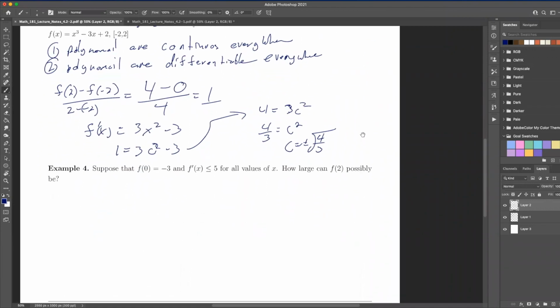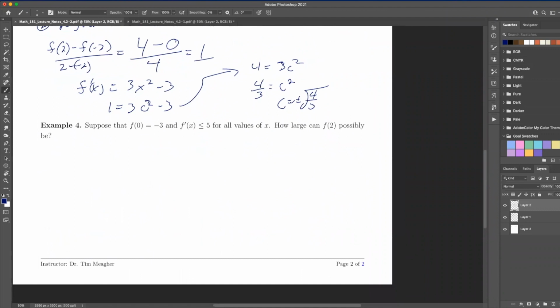All right, and last one. Let's go through this. And so what do we have here? All right, so here, suppose f of 0 is -3 and f prime of x is less than 5 for all values of x. How large can f of 2 possibly be? So how would I even start this problem?